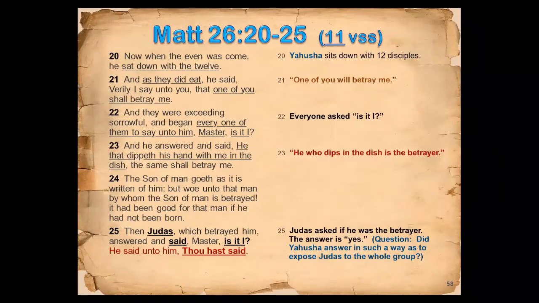Okay, I would like you to pay attention to this right-hand column. In verse 20, it says Yahushua sits down with 12 disciples. In 21, it says, One of you will betray me. In 22, everyone asked, Is it I? And he responds, He who dips in the dish is the betrayer. And finally, Judas asked if he was the betrayer.